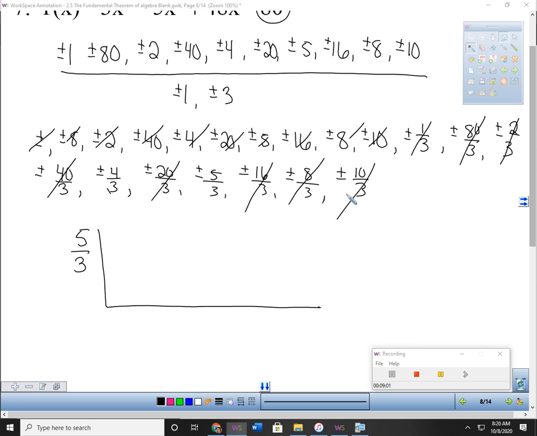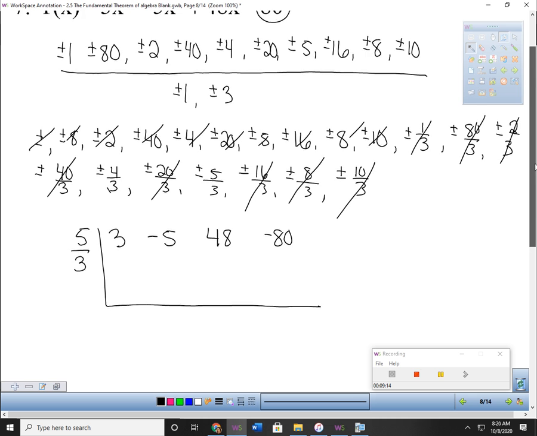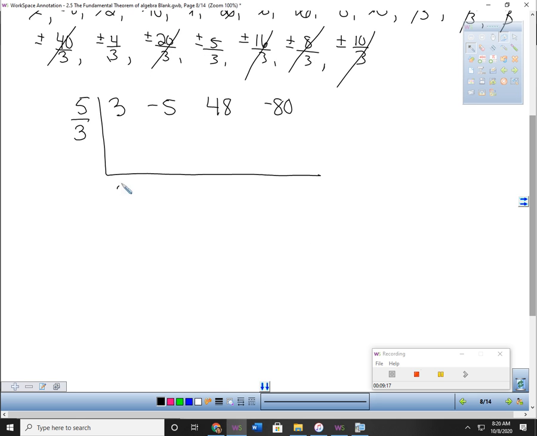All right, so I started with x to the 3rd. I'm not missing anything, so I've got a 3, -5, 48, and -80. So I'm going to drop the 3 and multiply by 5/3. So 5/3 times 3 is 5. Plus a -5 is 0. 0 times 5/3 is 0. Plus 48 is 48. Times 5/3 is 80, which gives me a remainder of 0.